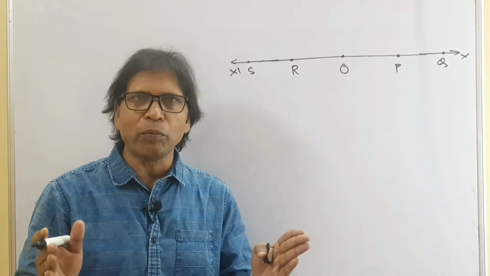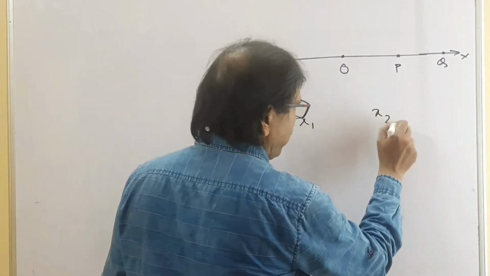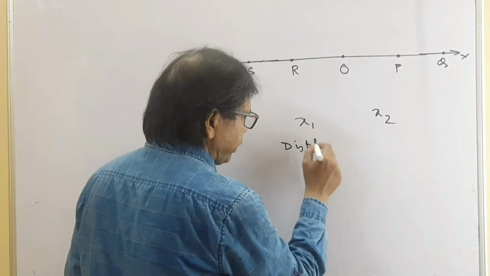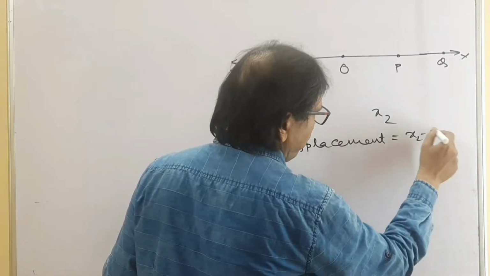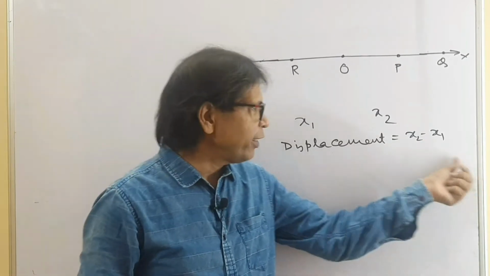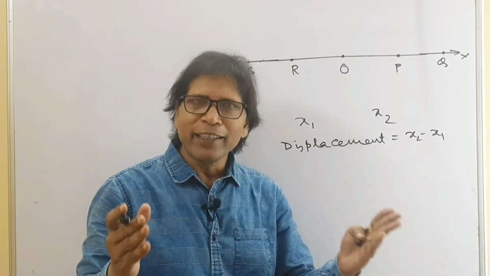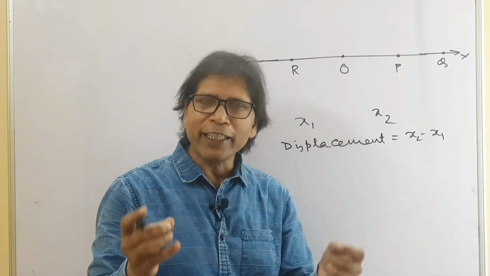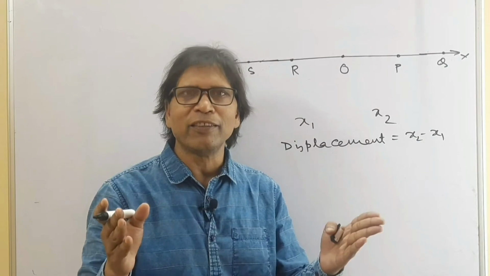In one dimensional motion, if x1 be the initial position and x2 be the final position of an object, then displacement Δx is equal to x2 minus x1. If x2 is greater than x1, then displacement is positive. If x2 is less than x1, then displacement is negative. If x2 equals x1, the particle again reaches the same position, then the displacement is 0.